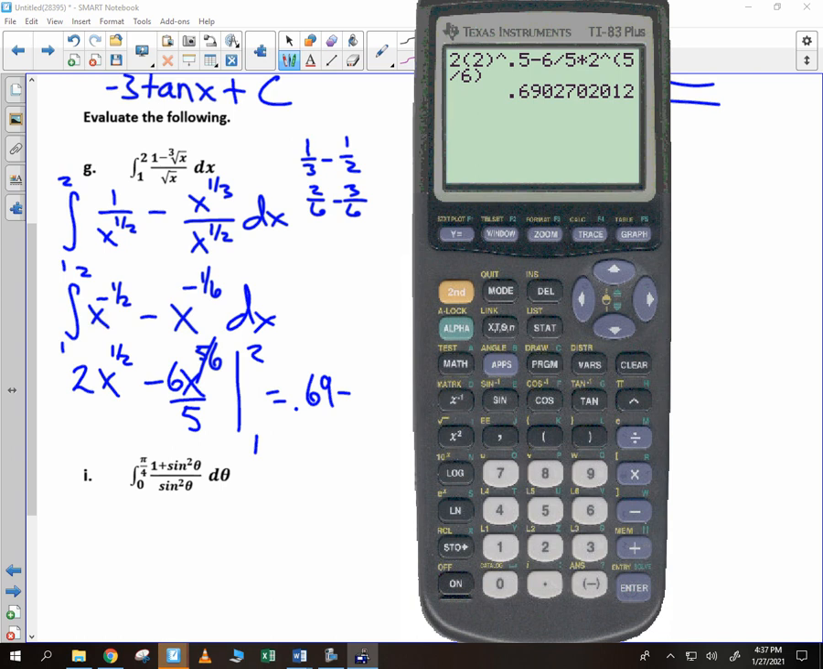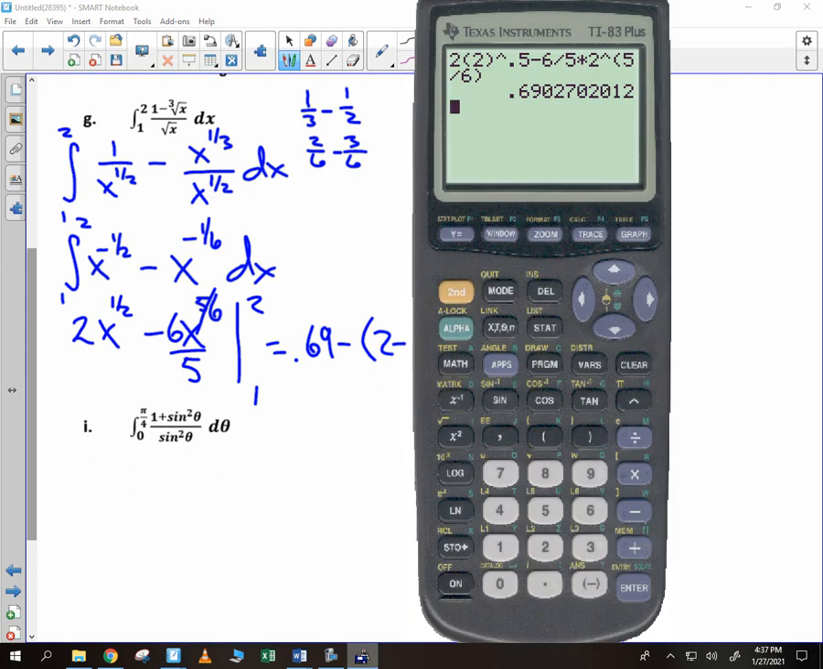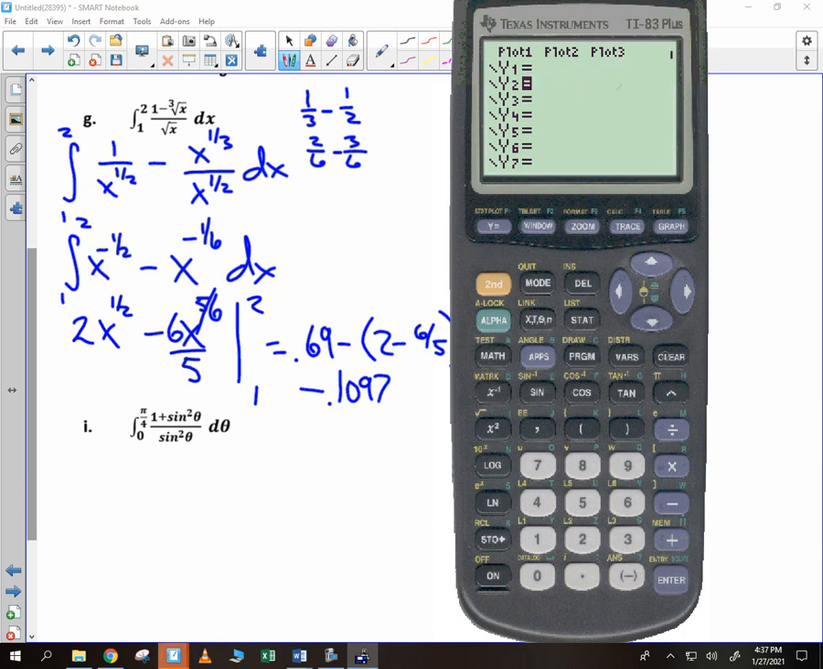Minus, and if we plug in 1, that's going to be easier. We're going to get 2 minus 6 over 5. So if we just go ahead and do that, we're going to subtract parentheses 2 minus 6 over 5, and we get negative 0.1097.